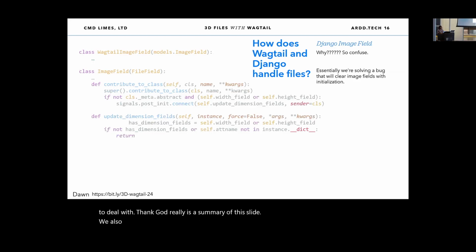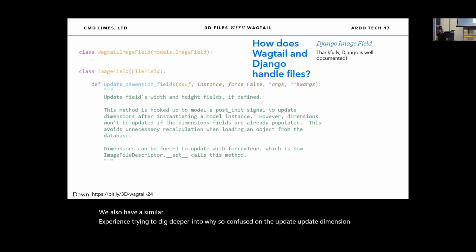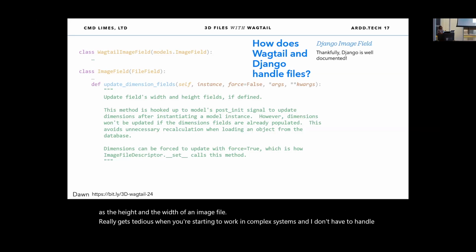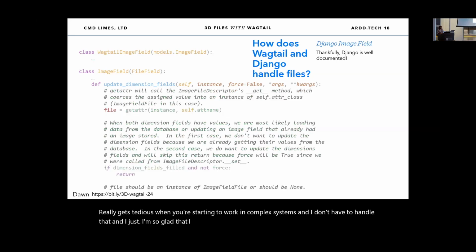We also have a similar experience trying to dig deeper into why so confused on the update_dimension_fields. But there's documentation in the source code that highlights that as well. Thank you, Django. So in this one, the TLDR is it's hooked up to the model's post_init signal, and it will update dimensions after instantiating the model instance. And again, something that seems so simple as the height and the width of an image file really gets tedious when you're starting to work in complex systems, and I don't have to handle that. And I'm so glad that I picked Wagtail and Django.